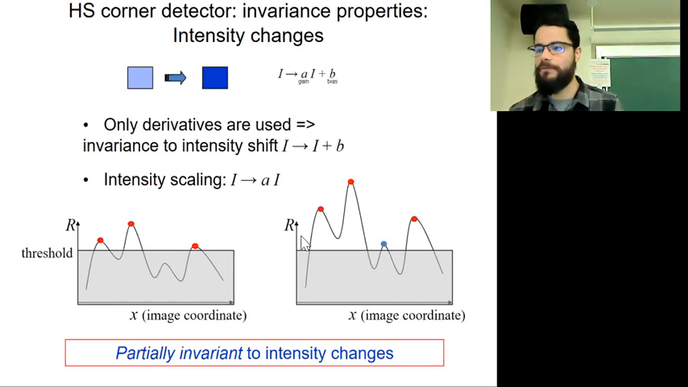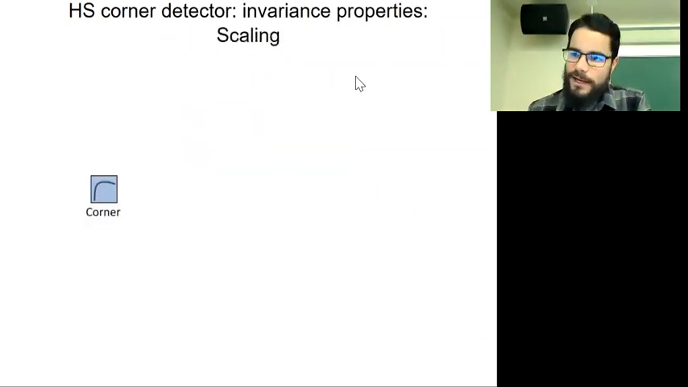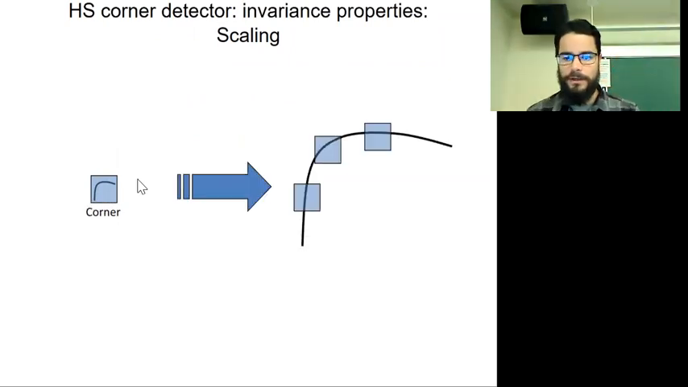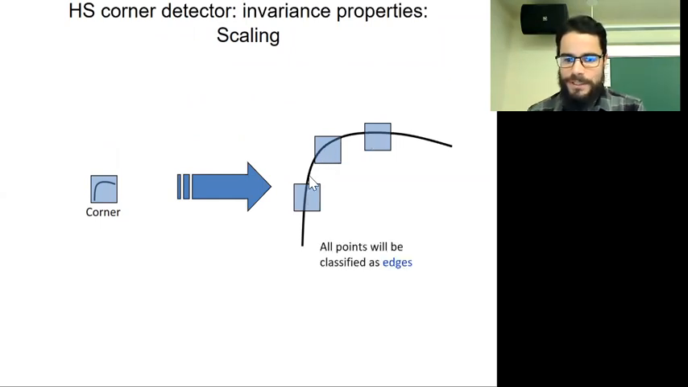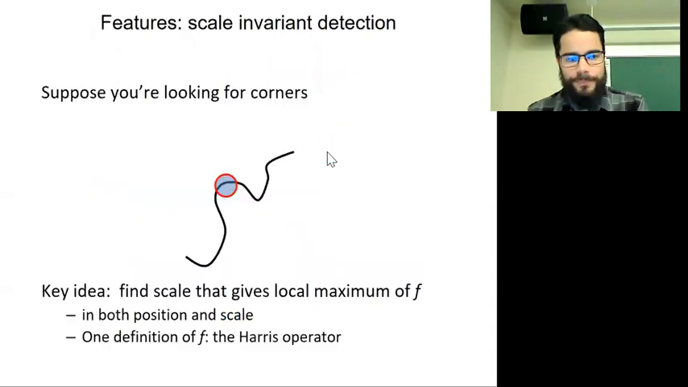Okay, so partially invariant is how we are going to define it. And then finally, scaling. If we consider a window of this size and the image is this size here, this is going to be considered as a corner. Very good. However, if we change the scale of this image, so now the image is, say, 5 times bigger, now the same window is going to determine that all these points are edges and not corners anymore. So it's definitely not invariant to scaling.